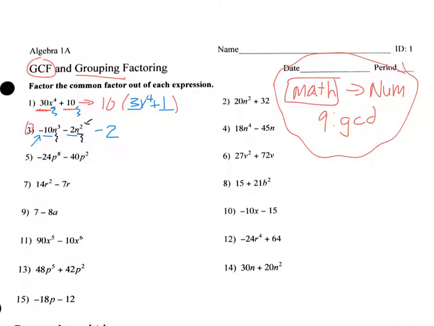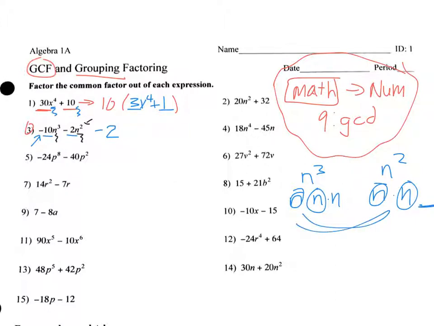What do I mean by that? Well, if you think of it in expanded form, so I'm going to write this over here to the right. N to the third is n times n times n. N to the second is n times n. So what do they have in common? They have this n in common and this n in common. But they don't have any more because this one doesn't have any more n's. So the most n's they have in common here are 2. So we take out n to the second.